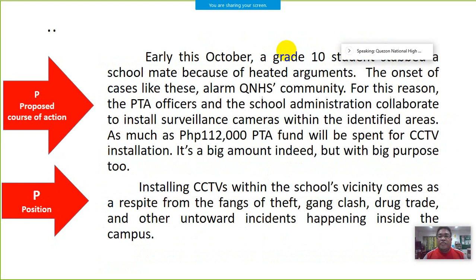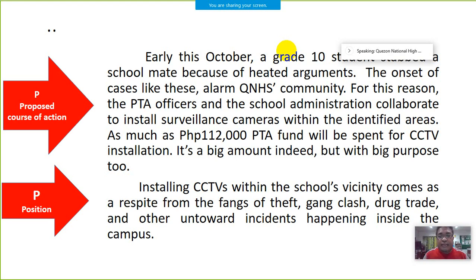Early this October, a grade 10 student stabbed a schoolmate because of heated arguments. The onset of cases like this alarmed the QNHS community. For this reason, the PTA officers and the school administration collaborate to install surveillance cameras within the identified areas. As much as 112,000 pesos of PTA fund will be spent for CCTV installation. It's a big amount indeed, but with a big purpose too.